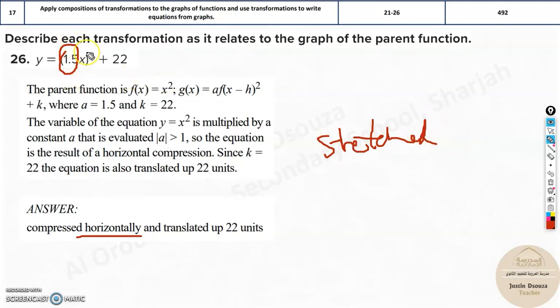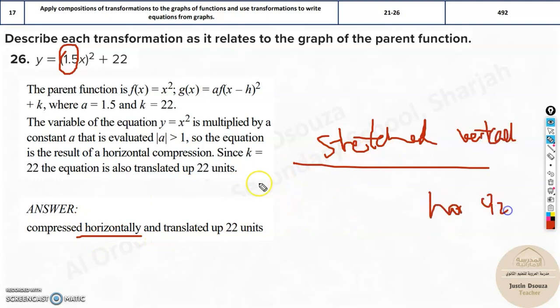Now remember, since it is inside the bracket and square is there, we will consider the horizontal. Now if it is stretched vertically, it will be the opposite thing for the horizontal. For horizontal, it will be compressed. That's it, opposite. Generally you will be asked vertically only, okay, because most of the problems, only one problem is horizontal.